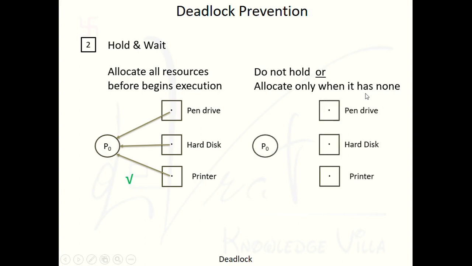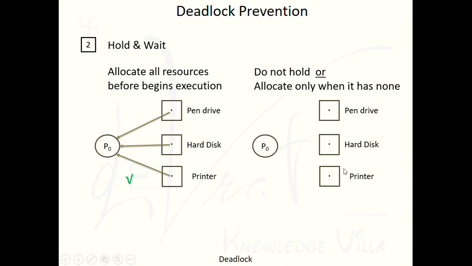Consider this same example. First, do not hold. It means if you don't require the printer right now, then, what is the first task for process P0? First, process P0 wants to copy the data from the USB pen drive to the hard disk. But right now P0 doesn't require the printer during the copy. Get it? P0 will require the printer only when it completes the copy from the USB pen drive to the hard disk, and then it will require the printer to print the updated data in the hard disk.